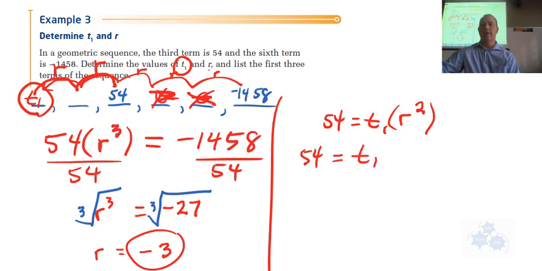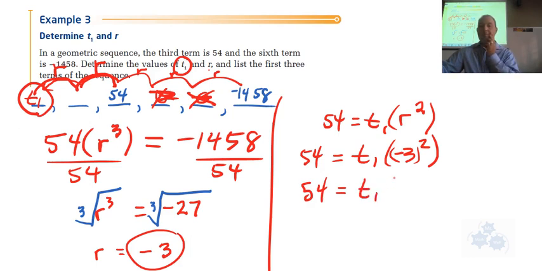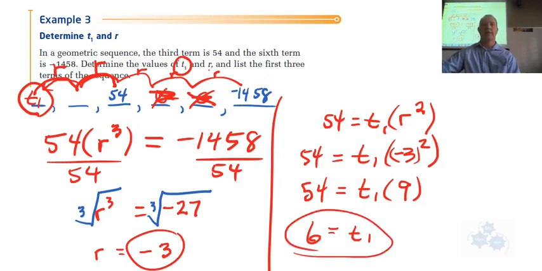So T1 is unknown. R is negative 3 squared. Okay. So what is negative 3 squared? That's positive 9. So T1 is 54 divided by 9, which is going to be 6. So r is negative 3, and the first term is 6.